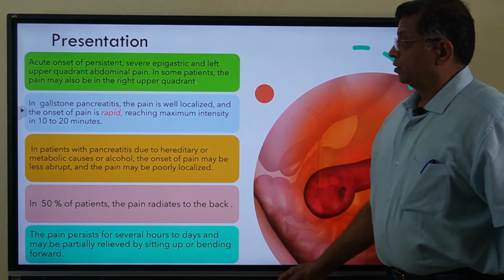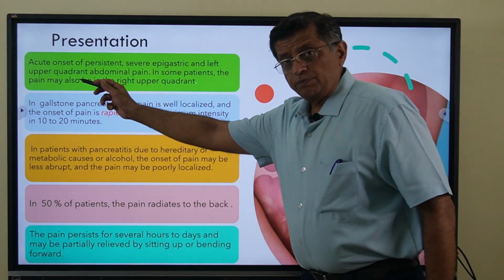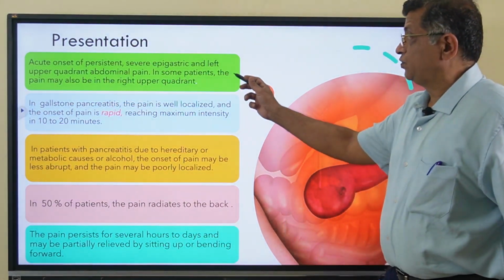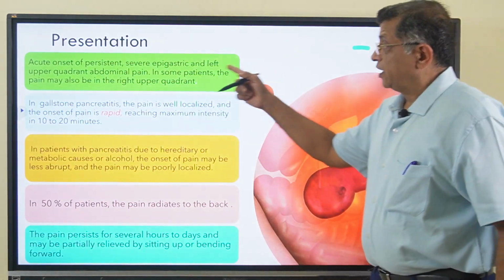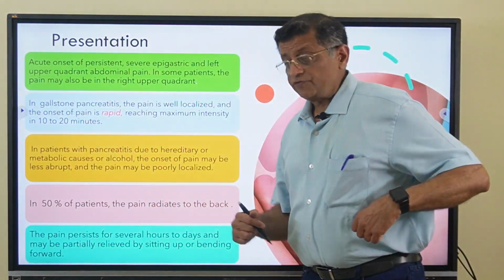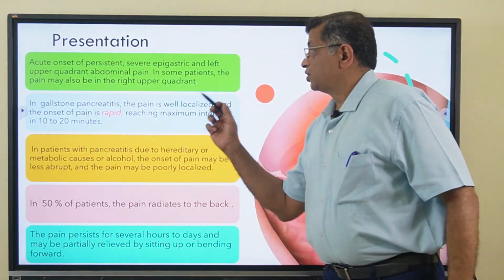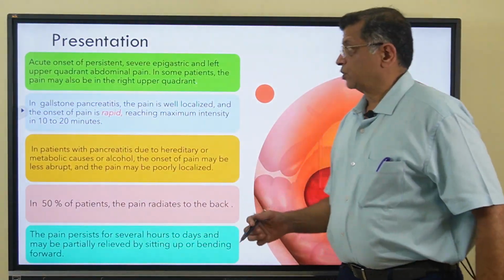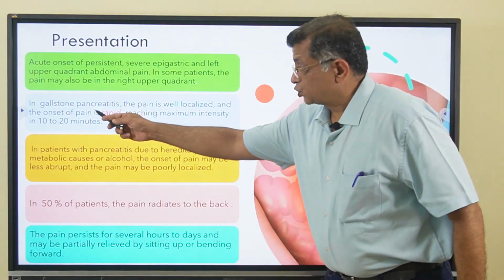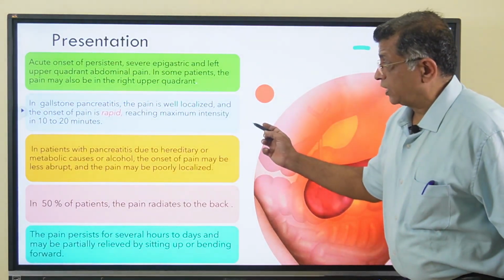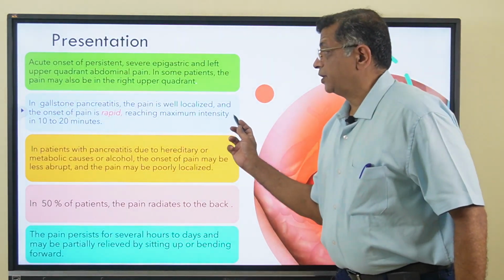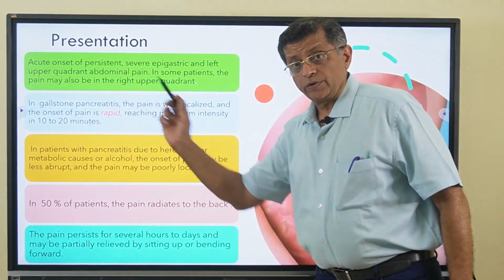Presentation. Typically, acute pancreatitis presents with acute onset persistent severe epigastric and left upper quadrant pain. In some patients the pain also may be in the right upper quadrant, but the more common is the left upper quadrant. In gallstone pancreatitis, the pain is well localized and onset of pain is rapid, reaching maximum intensity in about 10 to 20 minutes.